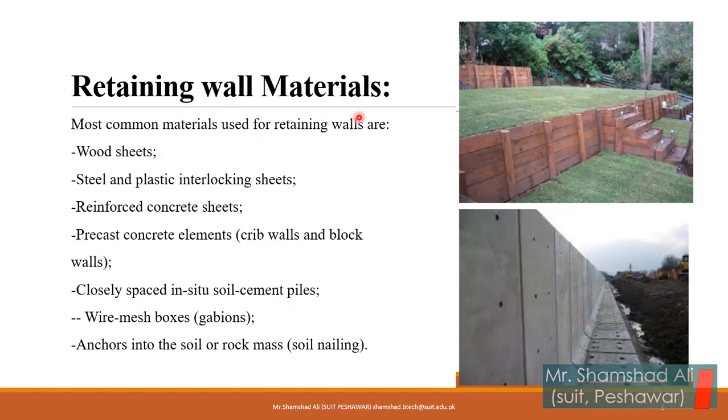Retaining wall materials. What will be the materials of a retaining wall? The most common material used for retaining walls is wood sheet. As you can see in this picture, these are the vertical wood sheets and these are the horizontal wood sheets. Others are steel and plastic interlocking sheets, reinforced concrete sheets, precast concrete elements, crib wall and block walls, closely spaced in situ soil cement piles, wire mesh boxes, gabions, and anchors into the soil or a rock mass, also known as soil nailing.